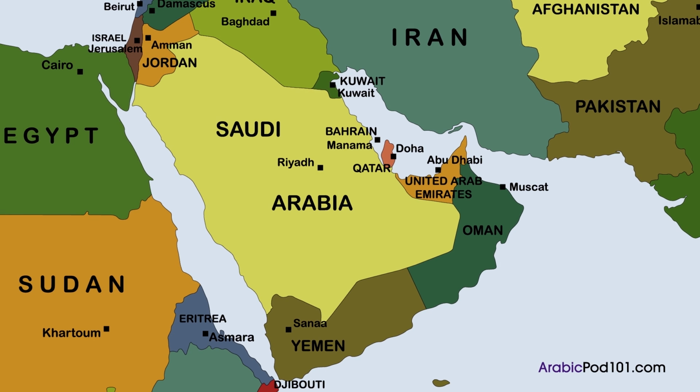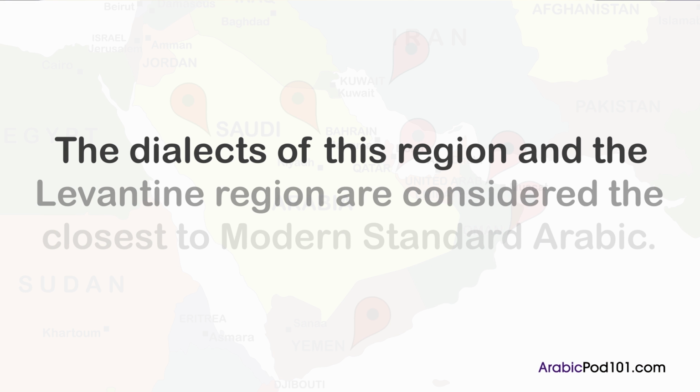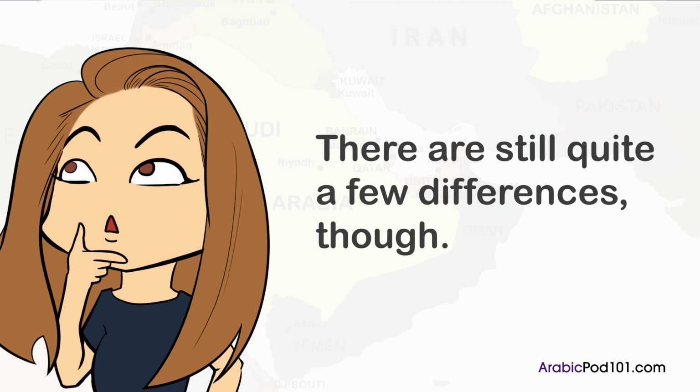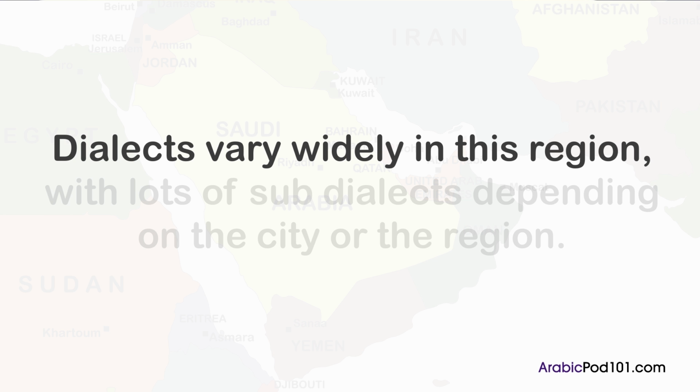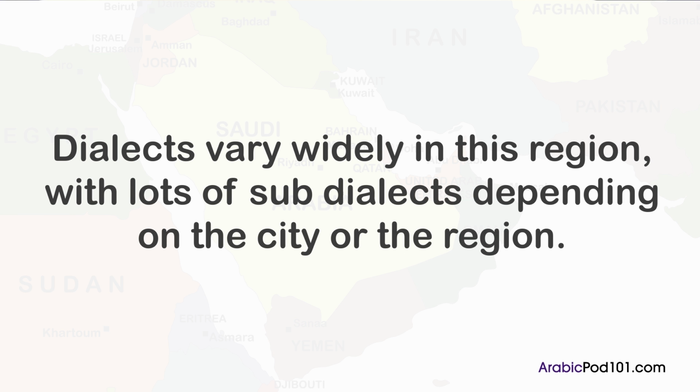Next, we have the Gulf region dialects, which are spoken in Saudi Arabia, Bahrain, Oman, Kuwait, UAE, Qatar, and Yemen. The dialects of this region and the Levantine region are considered the closest to modern Standard Arabic. There are still quite a few differences though. Dialects vary widely in this region, with lots of sub-dialects depending on the city or the region.